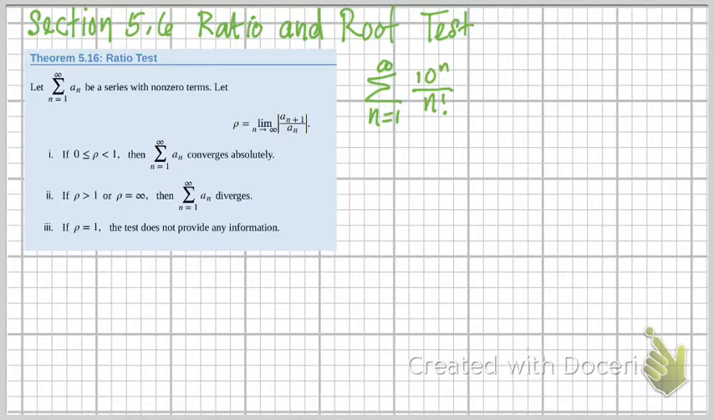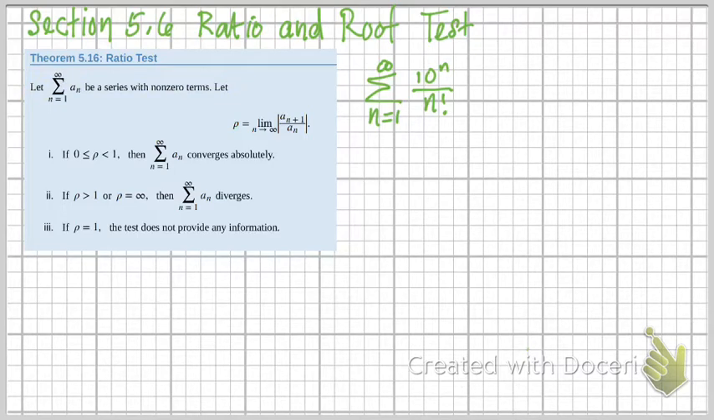Now we're going to get into section 5.6, ratio and root test. So first off, we're going to deal with this series that we have to the right here. But first, let's talk about what the ratio test is. It says let a sub n be a series with non-zero terms. Okay, so the terms are non-zero.